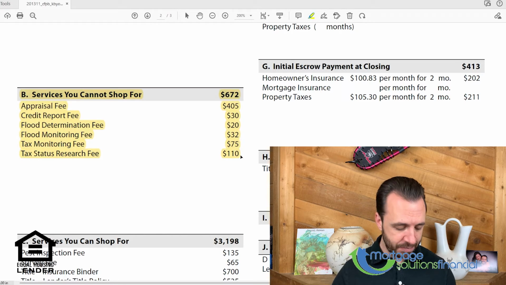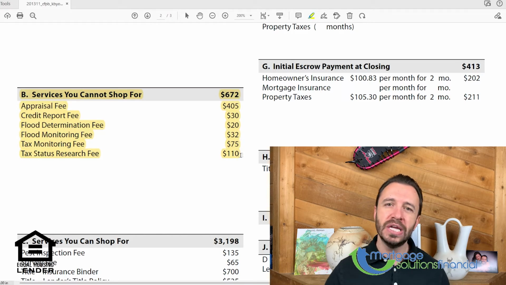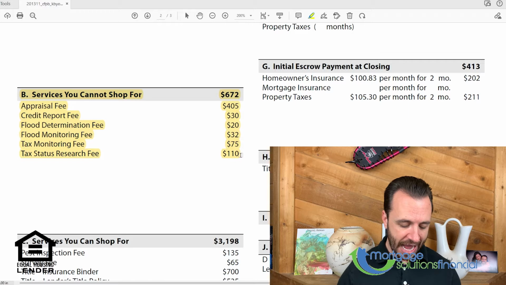Then we go to paragraph B here. These are services that you cannot shop for, that you have to have done.